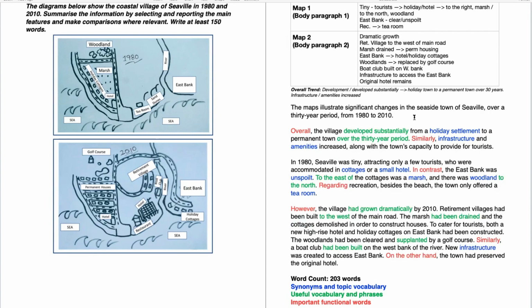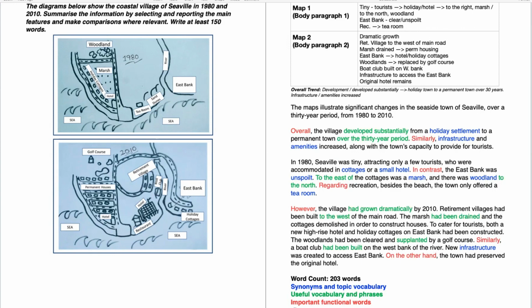Now in blue, you will see synonyms and topic vocabulary. So this is basically anything that I found from the maps, as well as things like holiday settlement, infrastructure, amenities. These are things that were not included on the maps, but should be known based on your previous research and vocabulary and things that you've learned when it comes to neighborhoods or holidays. Then I also have unspoilt. This was great just to say like untouched in the East Bank here because we didn't see any sort of construction there. And just remember, for your introduction, you want to use your synonyms.